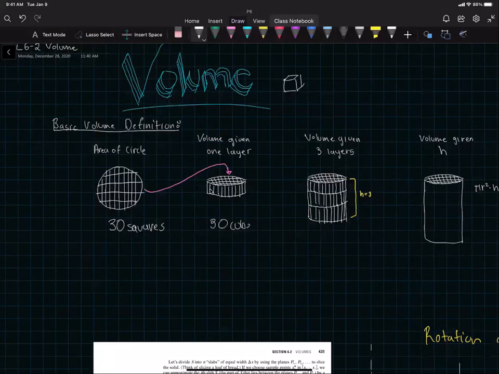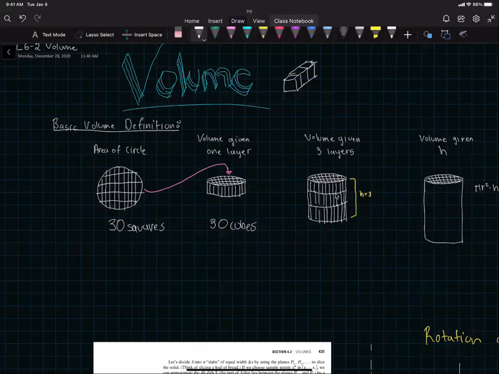Now here on the next example, where we see volume given 3 layers. Here we have 3 layers. In other words, what's happening is I'm adding 2 more layers here. Sorry, my drawings might not look so good. So now I have 3 layers. If originally I have 30 on top, 30 here, and 30 here, how many cubes do I have in total?